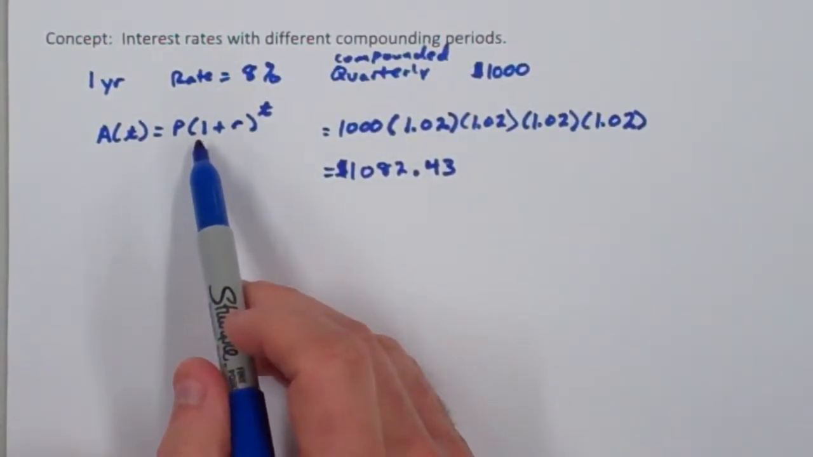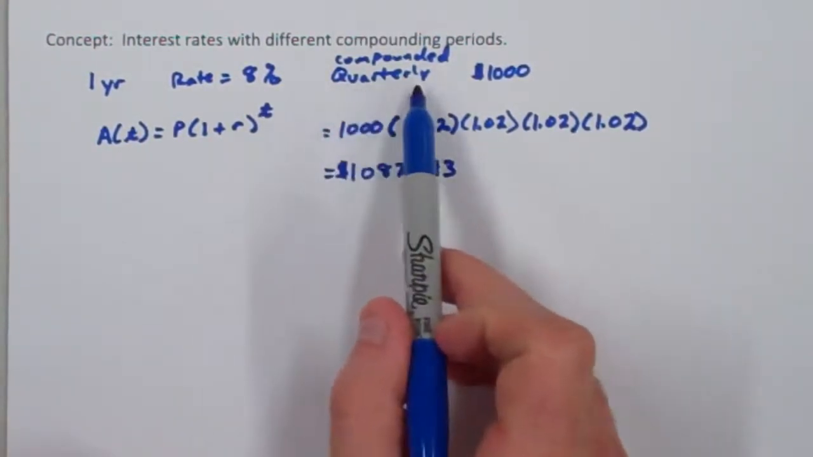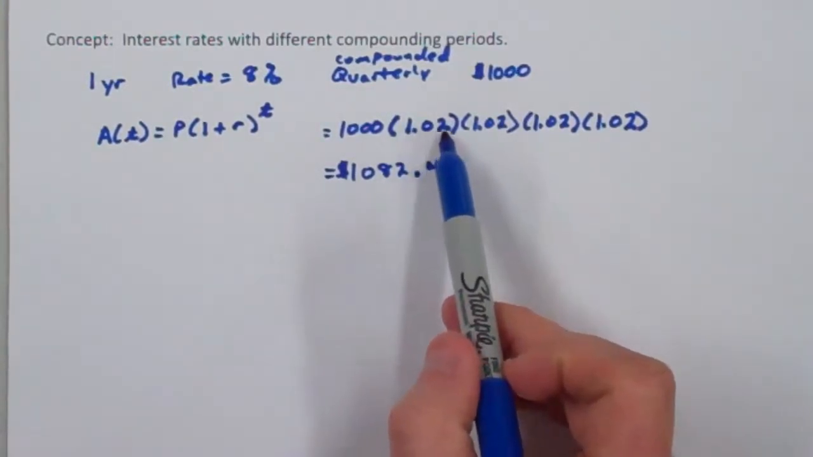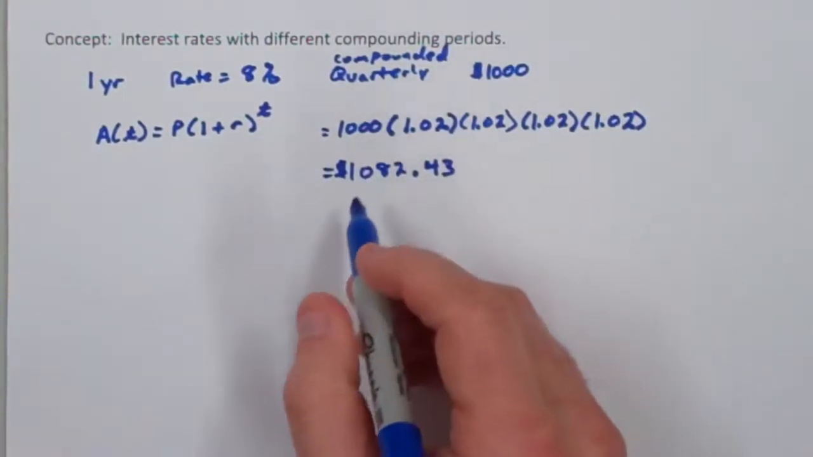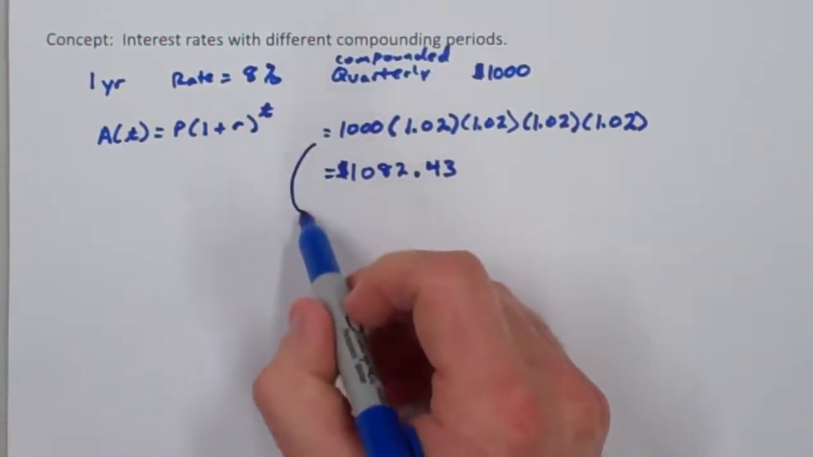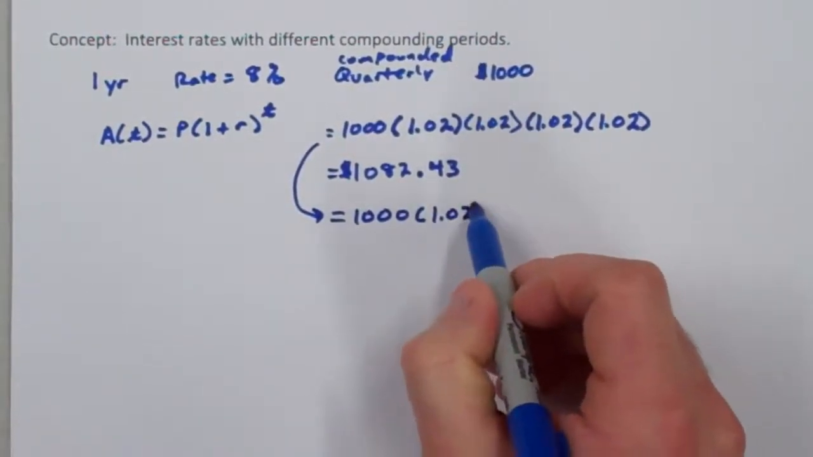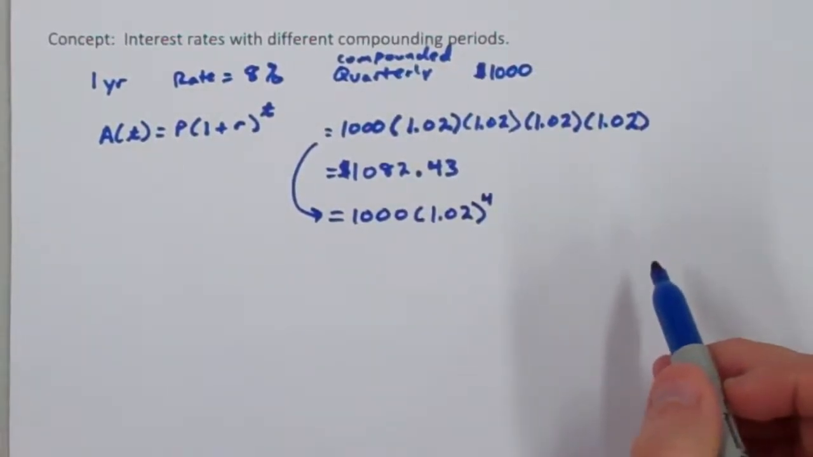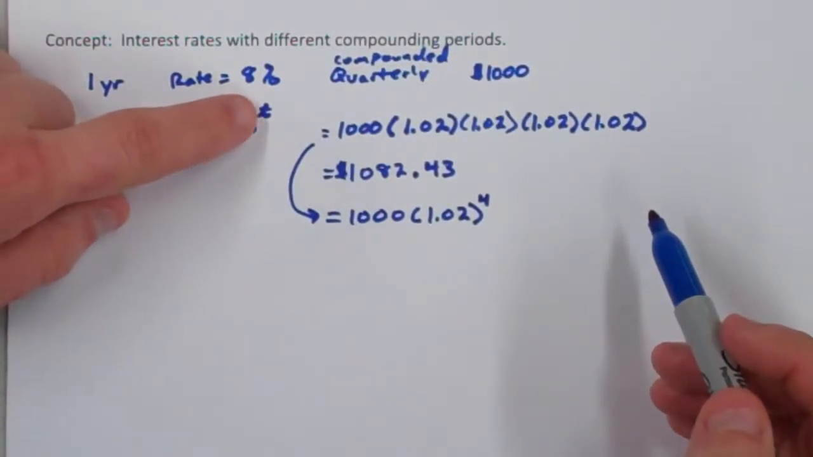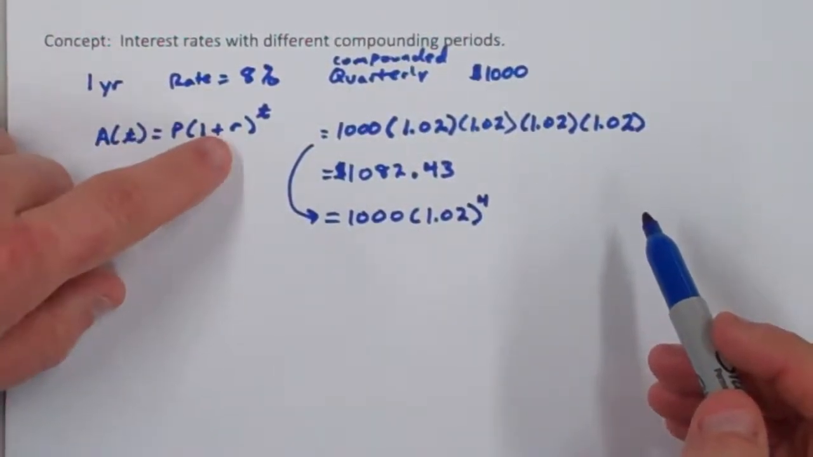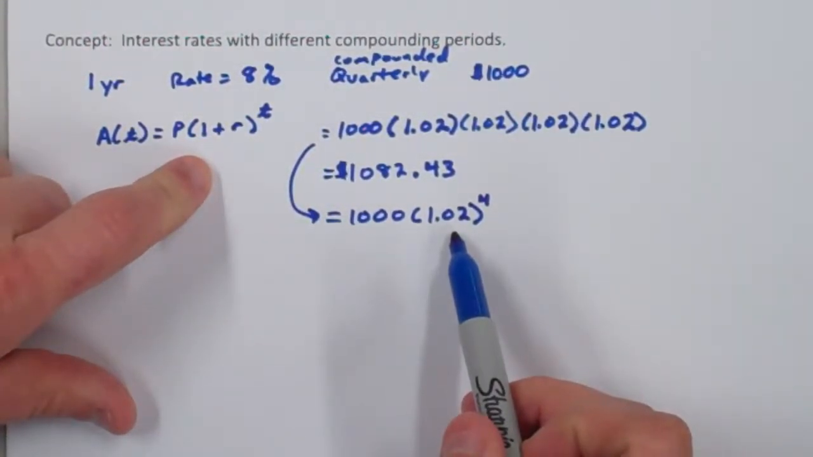If we look at this equation here on the left-hand side, this would be really good if we didn't have this compounded quarterly thing. And I want you to look at this 1.02 and the structure of what's happening here. If we rewrote this expression with an exponent, this would be 1.02 raised to the 4th power. There's 1, 2, 3, 4 of those being multiplied. So you might be asking yourself, hey, the time is only 1 year, and the rate is 8, or 0.08. How do we get from this to that?